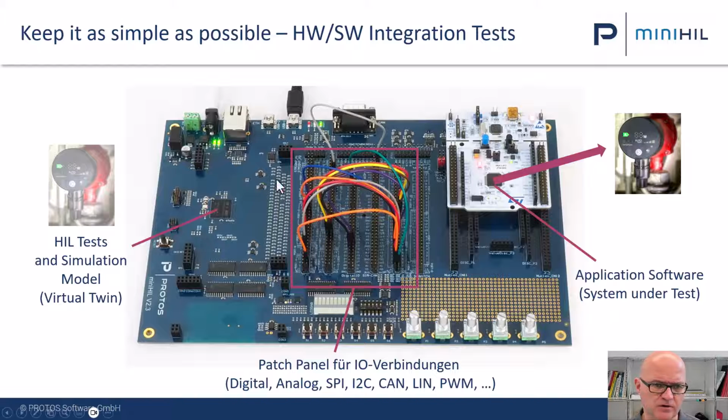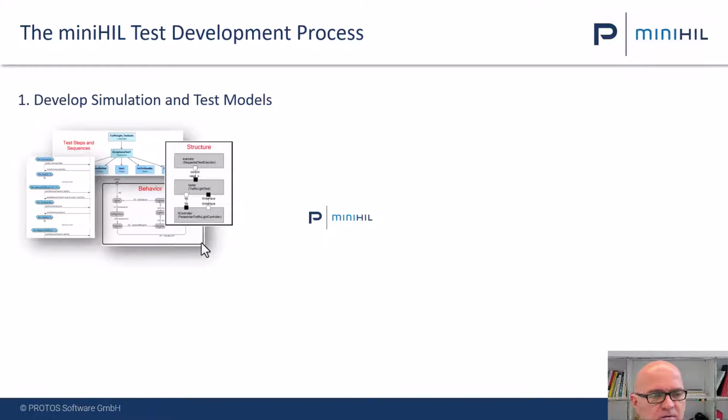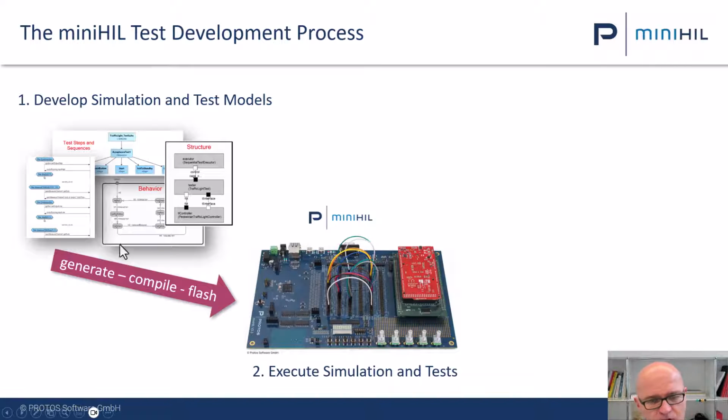So now we're focusing on what you need on the test system side to do this. Whatever goes into this chip is modeled in our case. We have simulation and test modeling tools, so we can model the structure and the behavior for the simulation and for the tests. And from there, we generate C code, we compile it, we flash it to the test system. And then the complete test and the simulation is executed on this chip here.